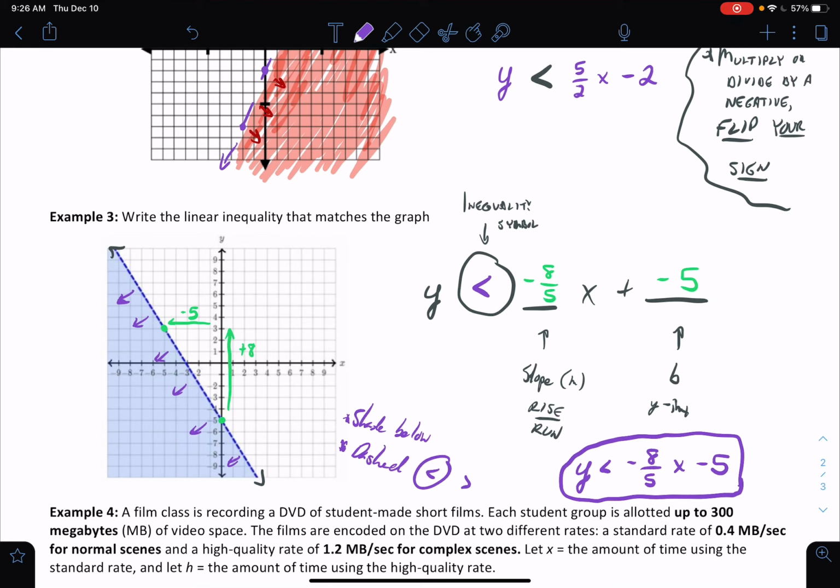All right, so on a quiz or a test, you're going to be expected to know how to graph inequalities and shade correctly, and also write inequalities correctly.